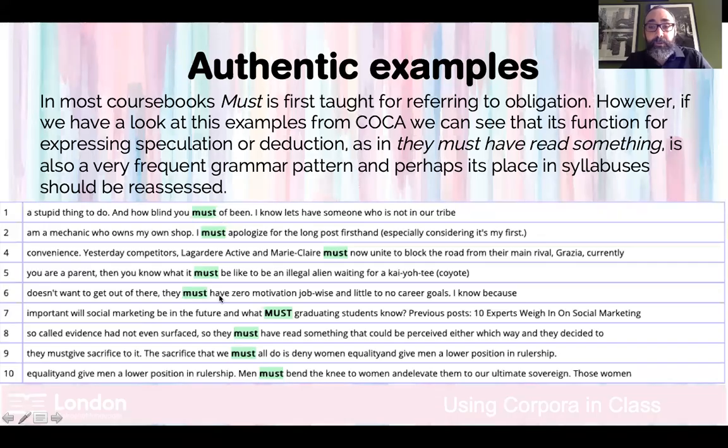Okay, but you can see this. They must have zero motivation. Okay, so again, you are deducing, or they must have read something, which is the example I mentioned, and so on, along with the use of must as obligation. So authentic examples are not always the same examples we can find in course books. And that's why it is so interesting to check the language in a corpus.